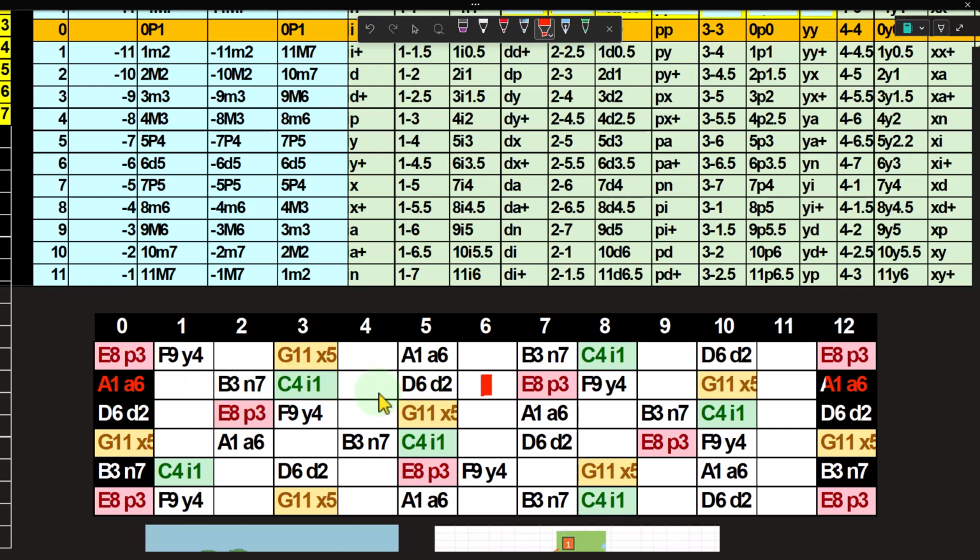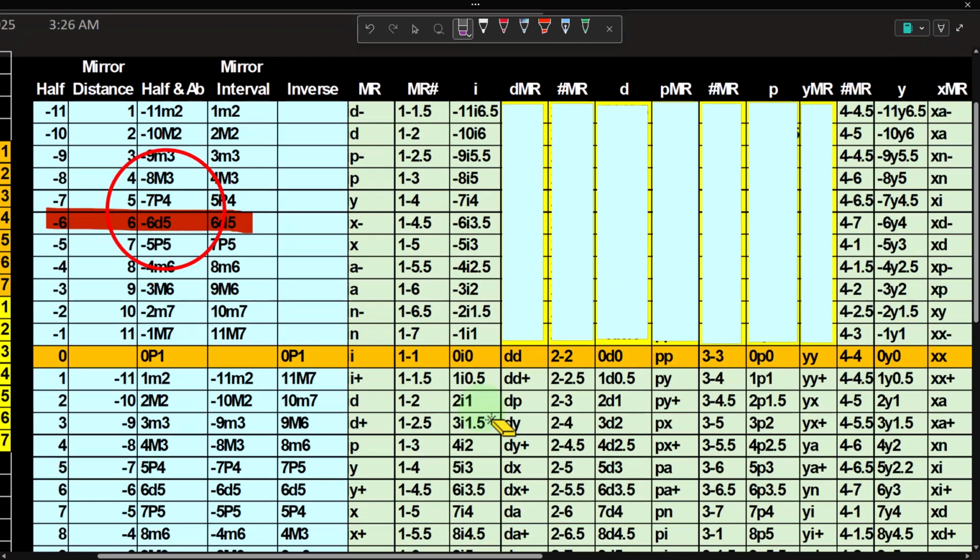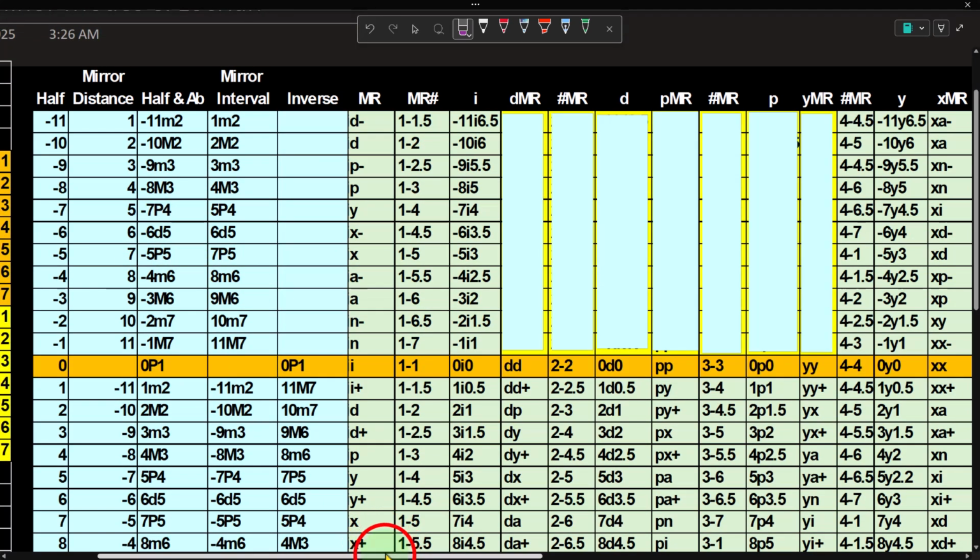1, 2, 3, 4, 5, 6, so we go 6. That would be a 6-note away diminished fifth, or sometimes it's going to be an augmented fourth. That's that funny interval. All right. Next one.